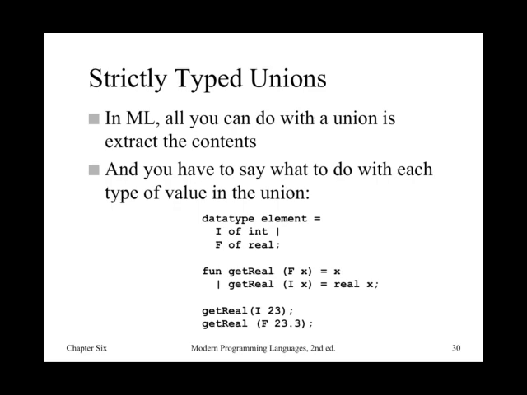But anyway, in other words, if I do get real and the values are real, I just return the value. But if I do get real and the value is an integer, I go I and then an integer. Then I actually convert that into a real and I return that. You'll see it if you try that.